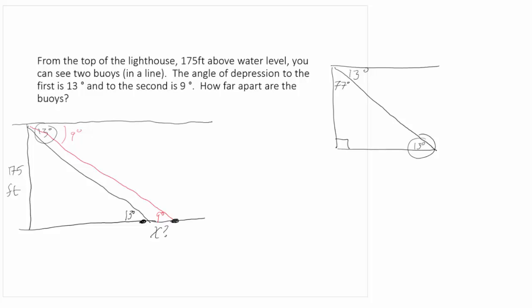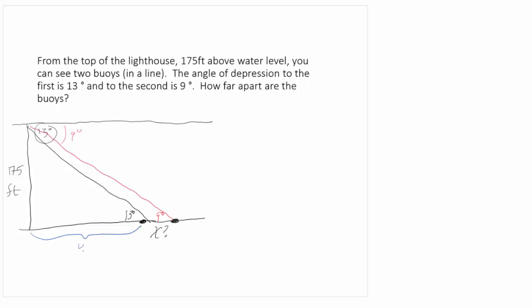And my thought is, well, I need to know the distance between the buoys, but if I also knew the distance from the lighthouse to the first buoy, let me call that y, I'm pretty sure that's going to be helpful. And in fact, that distance y is pretty easy to find. We can use a simple tangent ratio. So using that lower triangle, the tangent of 13 degrees would equal 175 over y. So then, using a little bit of algebra, y would equal 175 over the tangent of 13 degrees.